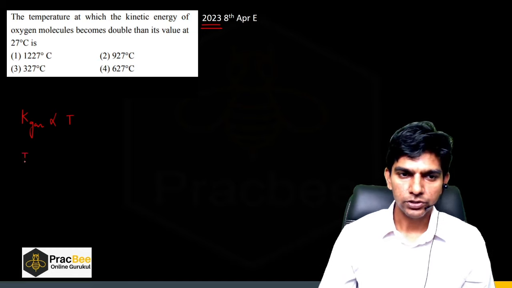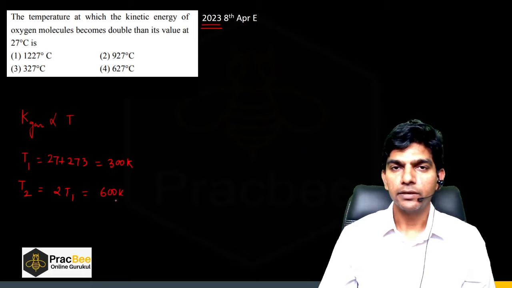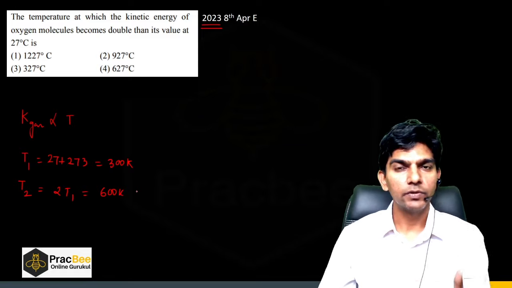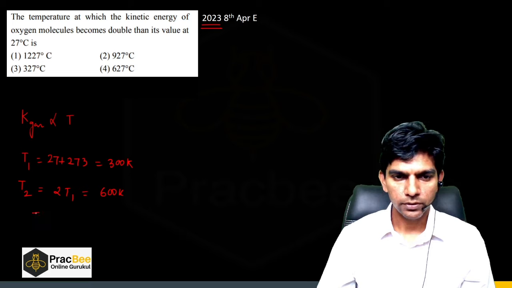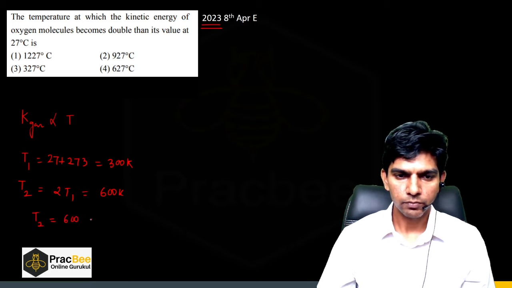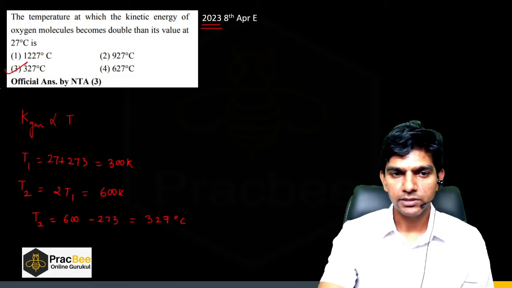So the initial temperature is given as 27 plus 273, that is 300 Kelvin. The new temperature will be 2 times the temperature T1, so it will be 600 Kelvin. Now the options are given in degrees Celsius, so in order to convert Kelvin into degrees Celsius, we have to subtract 273. So T2 will be 600 minus 273, which is 327 degrees Celsius. So option 3 is the right answer. I hope this concept is clear.